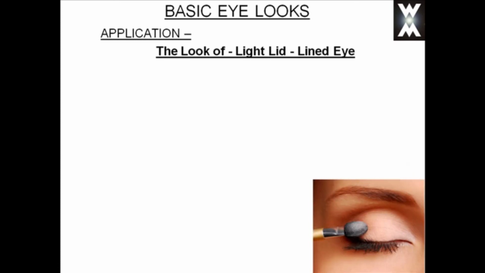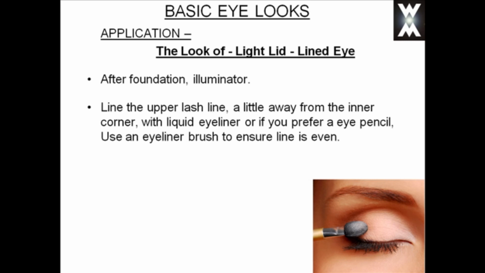The next look is, of course, the look of light lid lined eye. And after our illuminator and foundation, we line the upper lash line. And we do this a little way, remember, from the inner corner with liquid eyeliner. You can, of course, if you prefer, use a pencil. And with the eyeliner brush, ensure that the line is even.